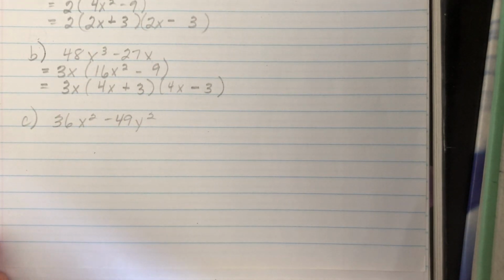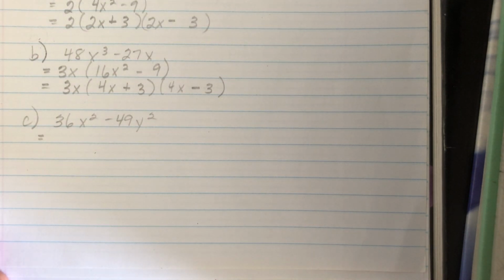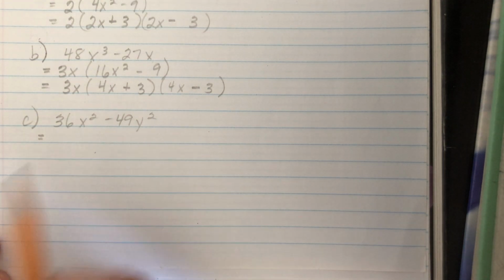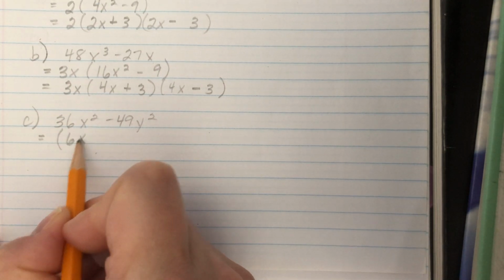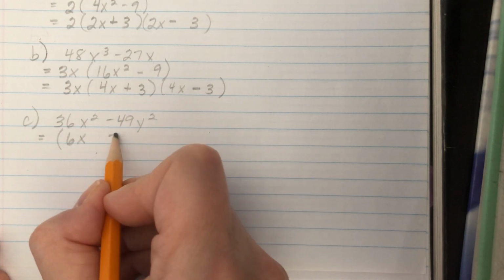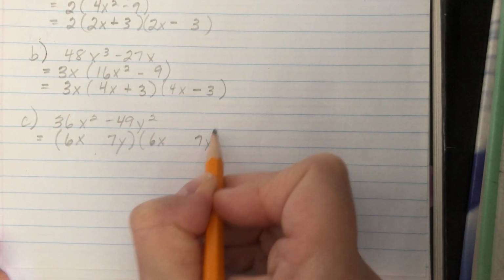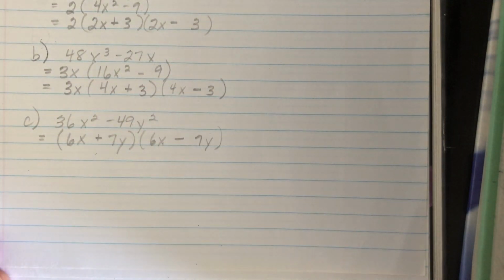Here, do I have a common factor to remove here? Well, no, I don't. So I'm just going to factor this difference of squares by taking the square roots of each term. So square root of 36x squared is just 6x. Square root of 49y squared is 7y. So each bracket's going to have 6x and 7y. So one bracket will have a plus and one will have a minus.